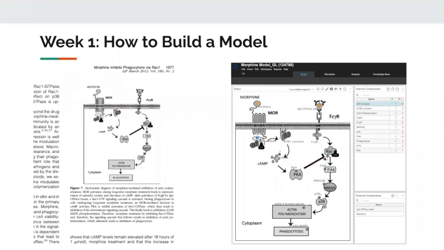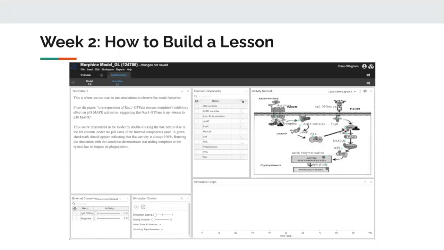In our first meeting, we built a model in Cell Collective using a figure from a journal article found by one of our participants. In our second meeting, we used the model from week 1 to create a lesson that could be used with students. Participants learned how to add pages, panels, content, questions, and more. We also talked about how to design lessons. What are the goals for students, and how does the lesson support those goals?